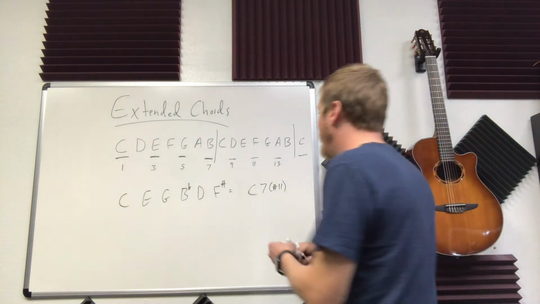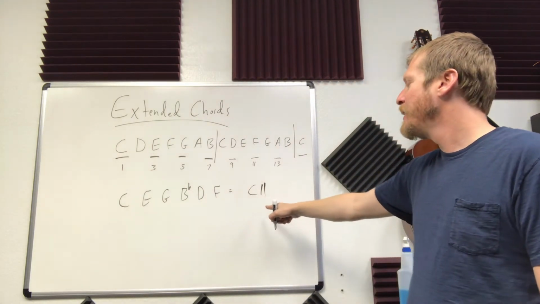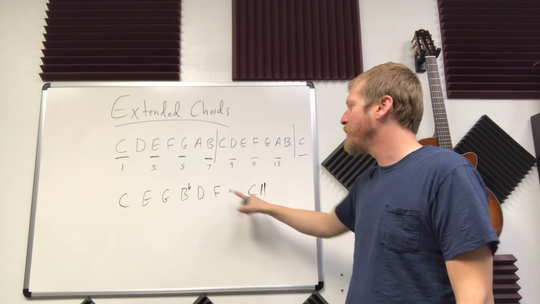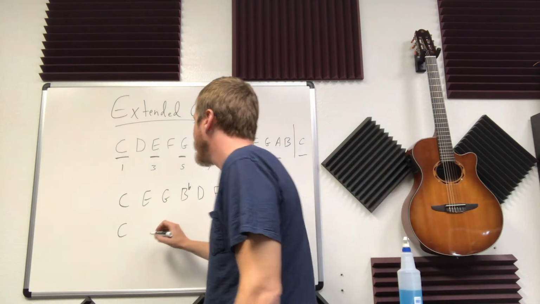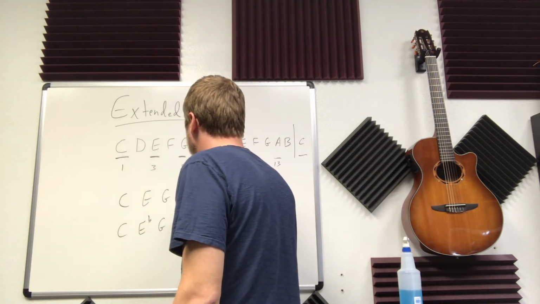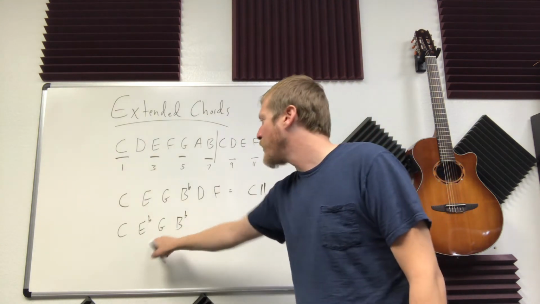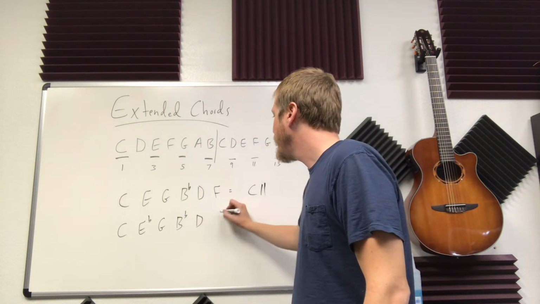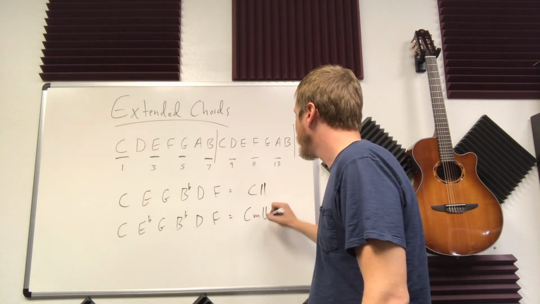Or if we took the F and made it natural, we could call this C11, okay? Just like a C9 chord, it would have a flat 7 in it if we just called it C11. Now for a C minor 11 chord, we would just do C, E flat, G. We'd have a B flat, because we don't want a minor major 7, it's just a minor 7 chord basically. We have our ninth, and then we would have our F. This would equal C minor 11.